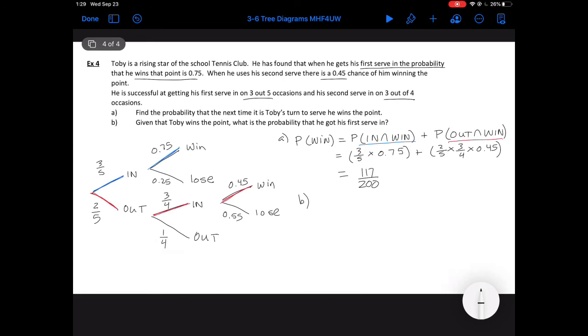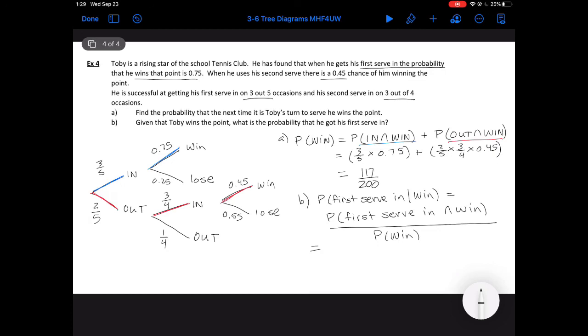Now the second question is bringing back our conditional probability. So what we want to know is the probability that he gets his first serve in, given that he wins the point. So we can set up our equation like we learned about in the conditional probability video. So the probability that you get your first serve in and win, over the probability that you win the point.